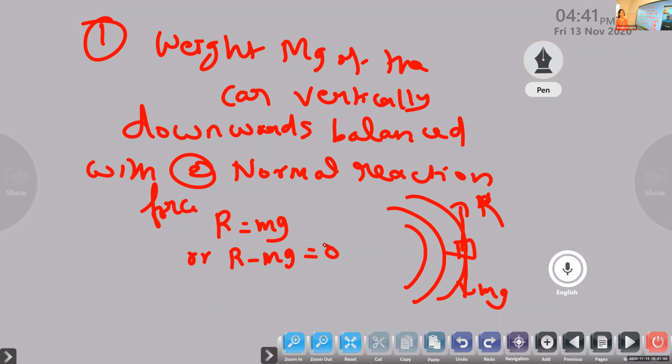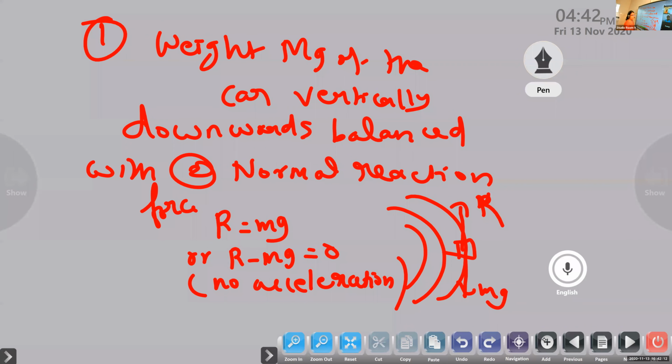Since it's a uniform speed, there is no acceleration. Only if I accelerate will there be an unbalanced force. In this case there is no unbalanced force because the car is moving with a uniform speed, so there is no acceleration. That's why we could write R is equal to mg.